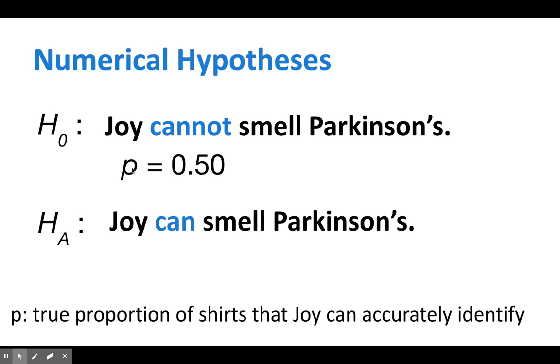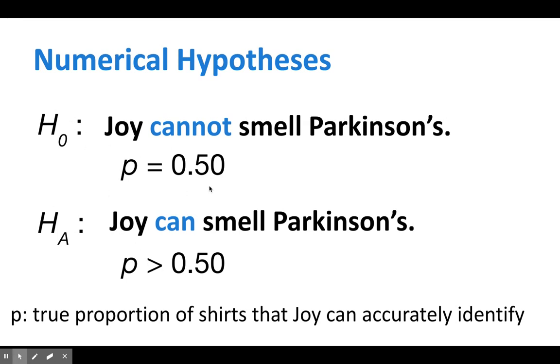And then for the alternative, this is the one where we assume that something significant is happening. So for this one, you still have P and you still have 0.5. The null and alternative hypotheses will mimic each other in that manner. However, for this one, if she is not just guessing, if she is really smelling what's happening, like if she can really smell Parkinson's, then her accuracy rate will be higher than just 50-50. So for the null, it equals 0.5. She's just guessing 50-50. For the alternative, if she really can smell it, it's going to be greater than 0.5.